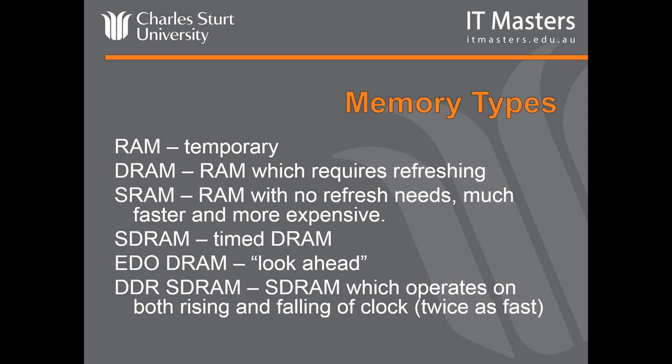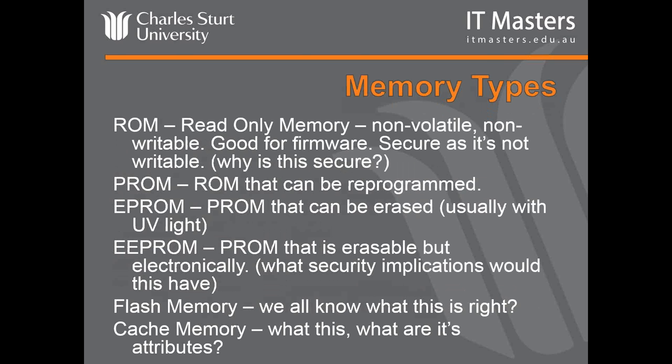All right, need to know about RAM, random access memory, DRAM, dynamic random access memory, SRAM, SDRAM, EDO RAM, DDR RAM, DDR2, 3, etc. So we have all these things, EDO, look ahead, SDRAM, etc. What our refresh needs are and all that really depend on the different types of random access memory.